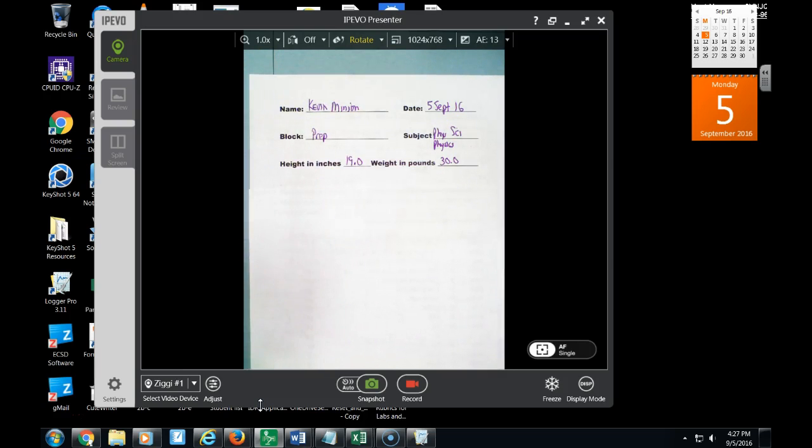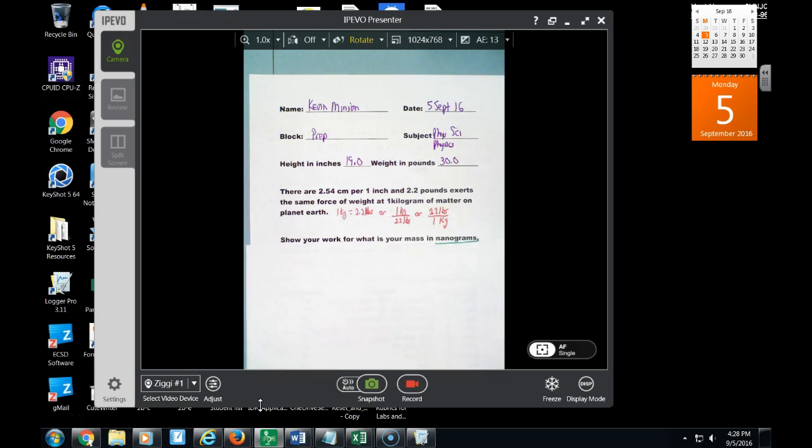Kevin, I'm told, weighs 30 pounds, his height is 19.0 inches, and 3 significant figures count. Since there are 2.54 centimeters per every inch, and 2.2 pounds exerts the same force of weight as 1 kilogram of matter on planet Earth, because pounds is a unit of force, not a unit of mass. Everybody always mixes them up. We're going to get that right here in this class.